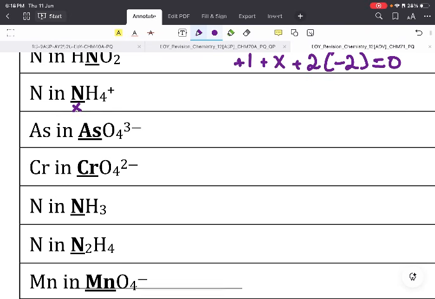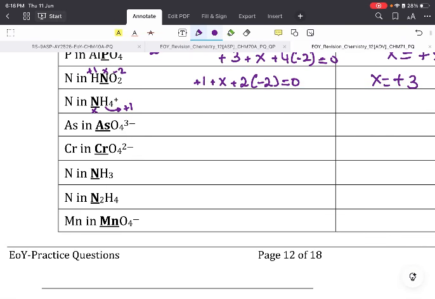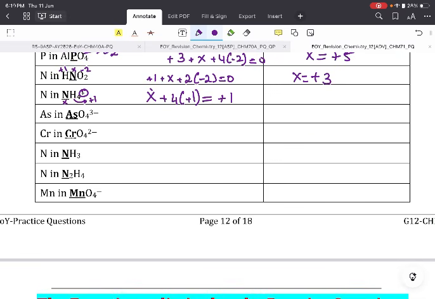Another example, N is x. I don't know it, but I know the H to be plus 1. So I'm going to say x plus 4 hydrogens, each one is plus 1. And this time, the answer is not going to be 0, it's going to be plus 1. Solving this, x would be -3.